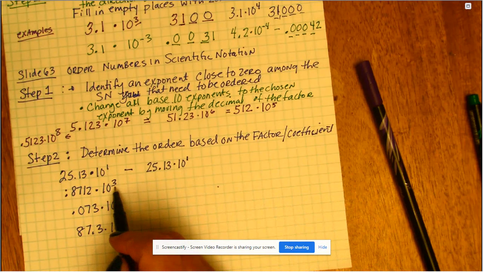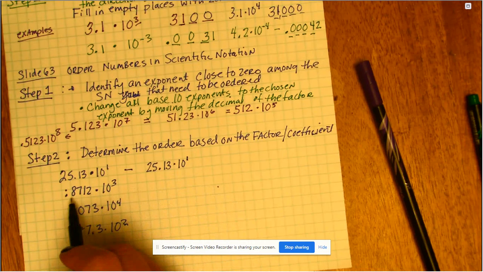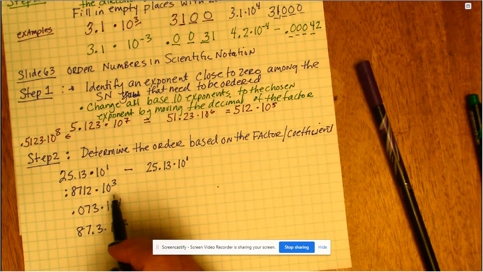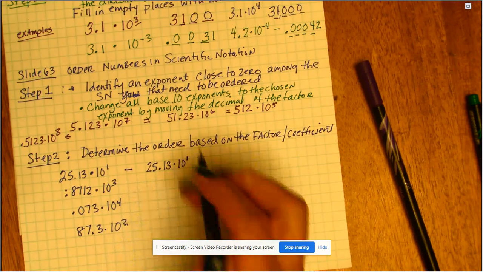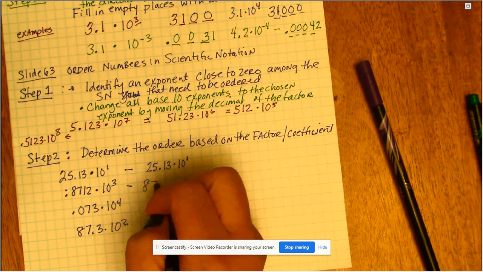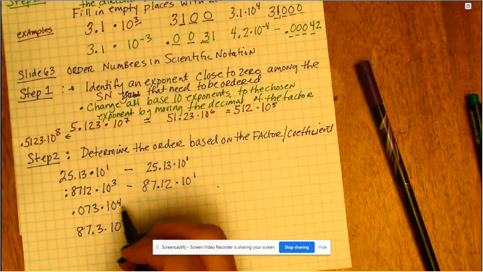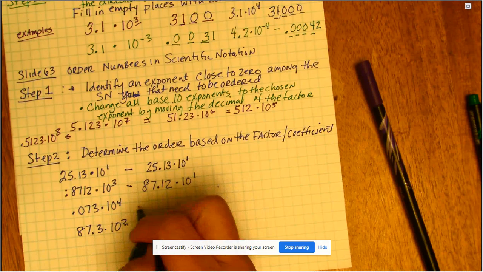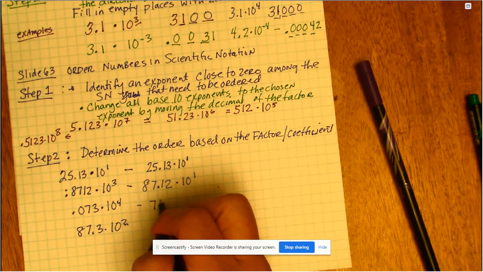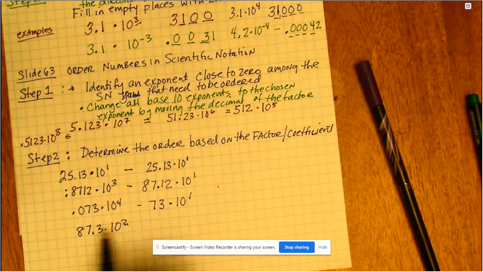So here, if I want to make this a 1, I'm going to have to move that decimal 2 spots to the right because I'm getting rid of 2 of the positive exponents. So this becomes 87.12 times 10 to the first. Here, the difference between 1 and 4, 3 spots I'm going to have to move. So this becomes 73 times 10 to the first. And you notice that 0 in front falls off because I'm not going to put 073. That 0 is no longer a significant digit when I move it. And lastly, this is to the second power, so I'm going to move it just 1 spot.